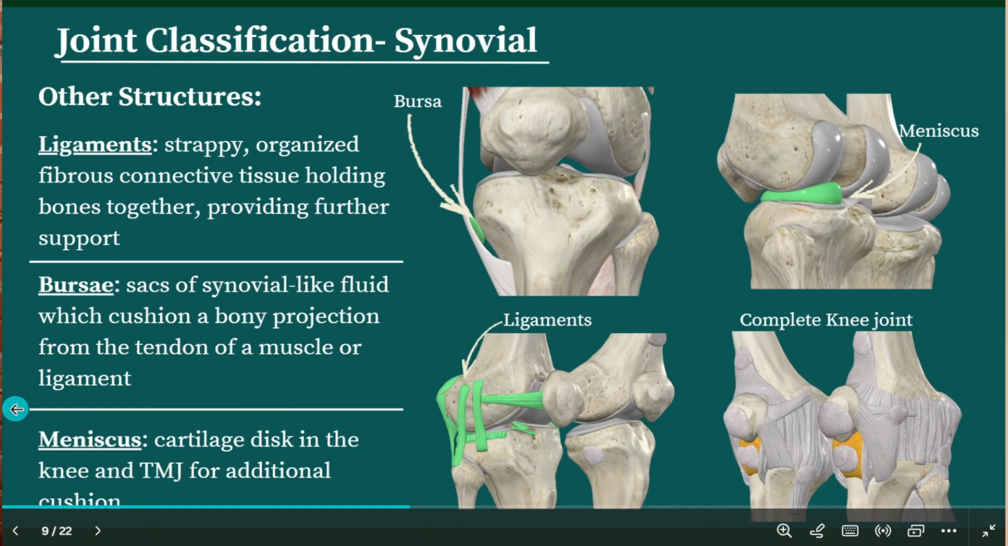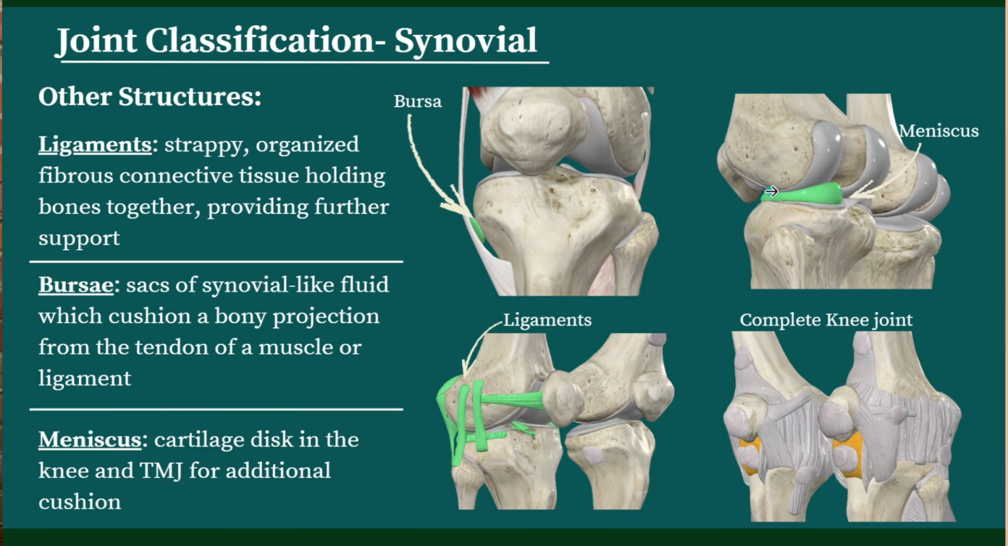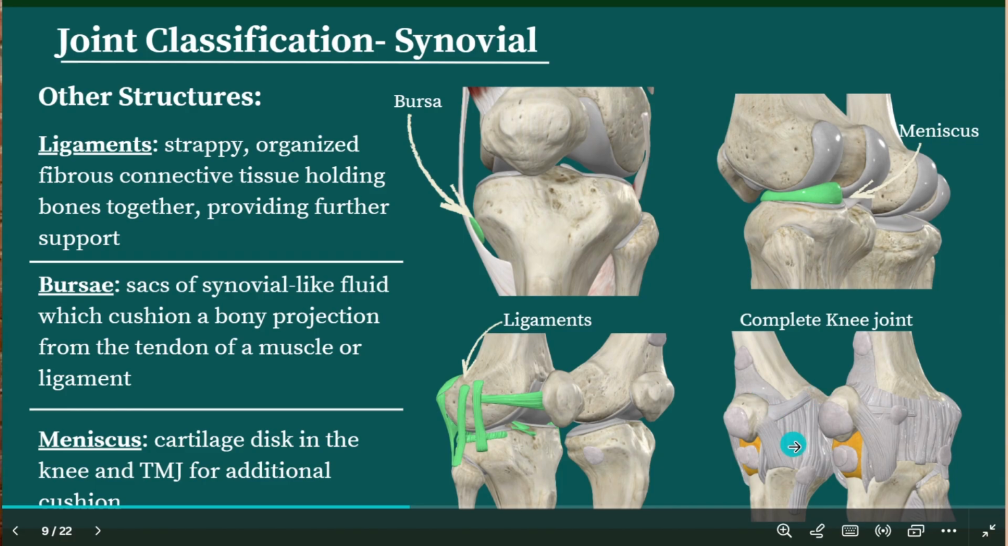And then finally, the meniscus is a special cartilage. That's the fibrocartilage that protects the joint from wearing out. So there's also a meniscus in the temporomandibular joint because we talk and eat a lot. So those are the three things that you need to know, but I just wanted to give you an idea of what the complete knee joint looks like.